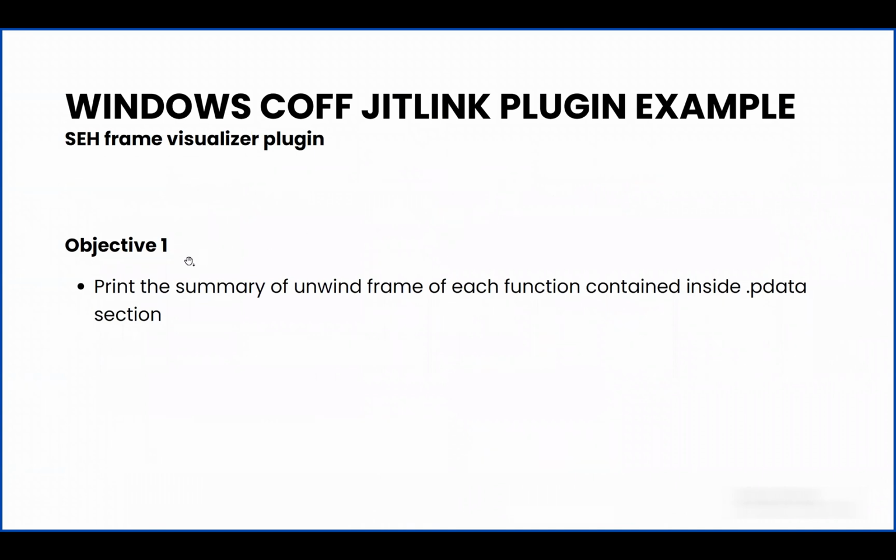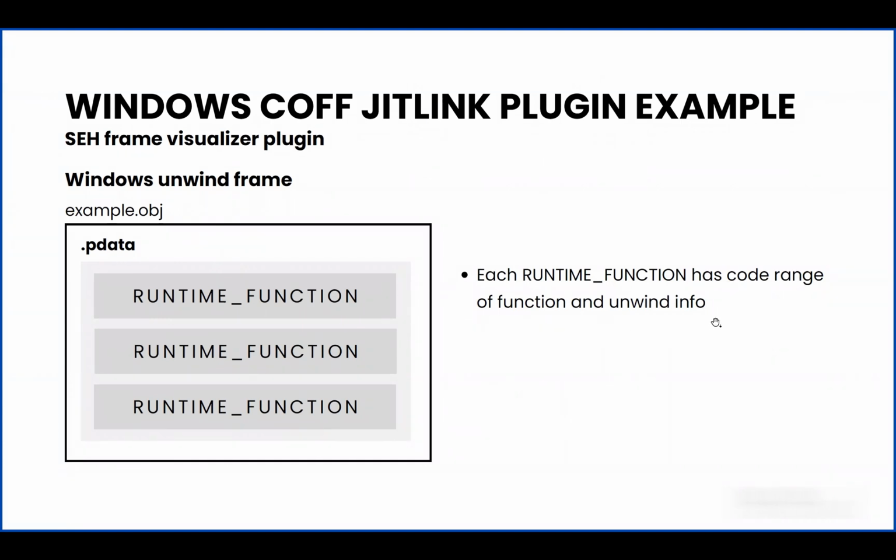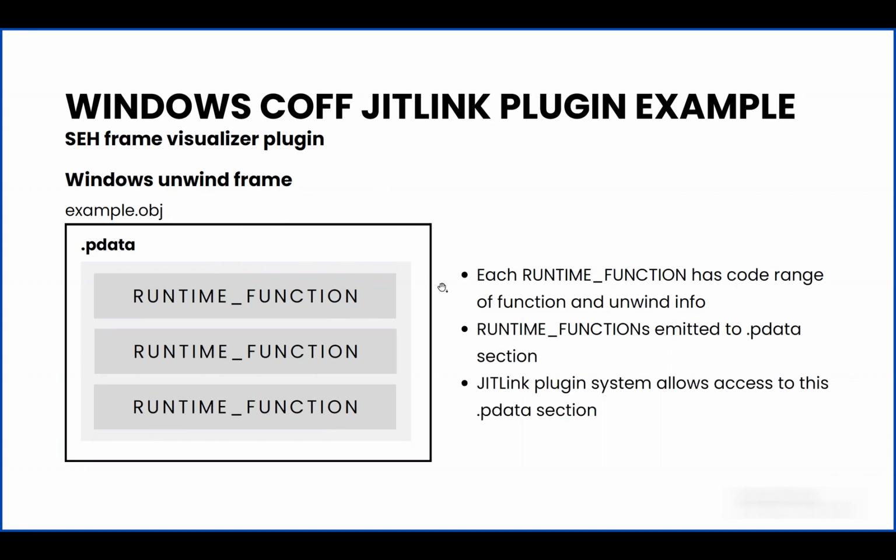So the objective is that we're going to write a JITLink plugin that prints the summary of the unwind frame of each function contained inside the .pdata section. Here's how the unwind frame looks on Windows. We have a .pdata section, and it contains an array of RUNTIME_FUNCTION structures. And each RUNTIME_FUNCTION structure has the code range of the function and the unwind information. For instance, it has information on how to unwind the stack of a function, or whether it has an exception handler, and the address of the exception handler that can be inside the code. And these runtime functions get emitted to the .pdata section of the object file. And the JITLink plugin system allows us to inspect this .pdata section.